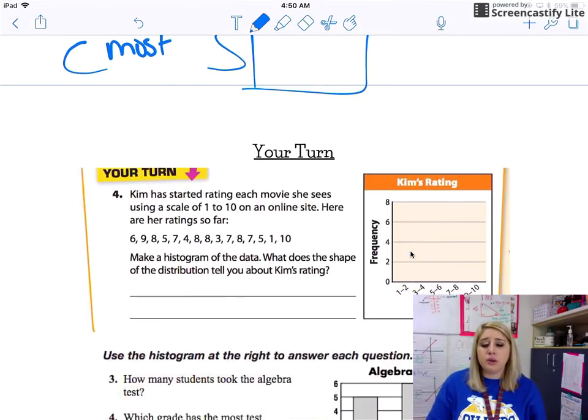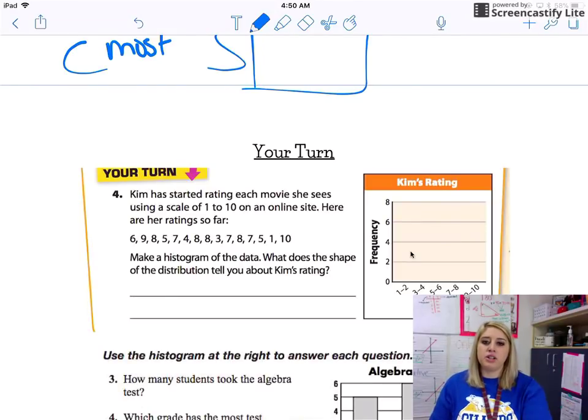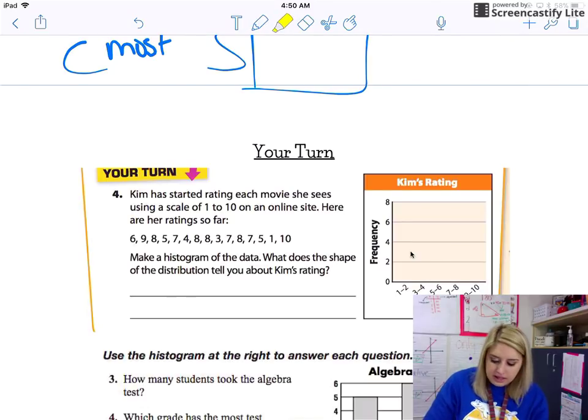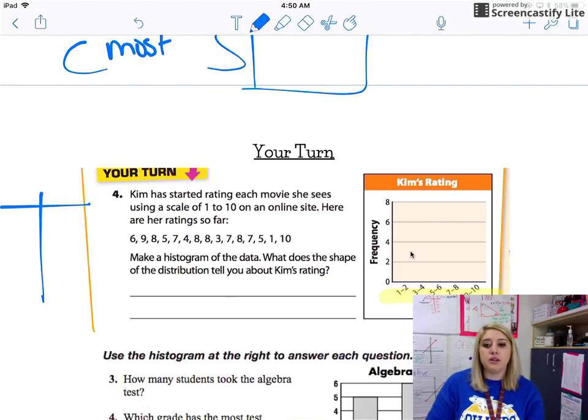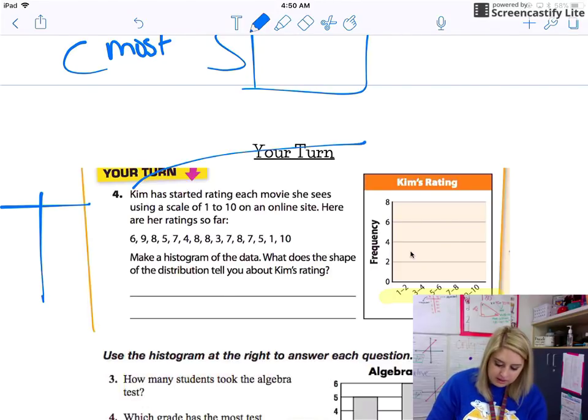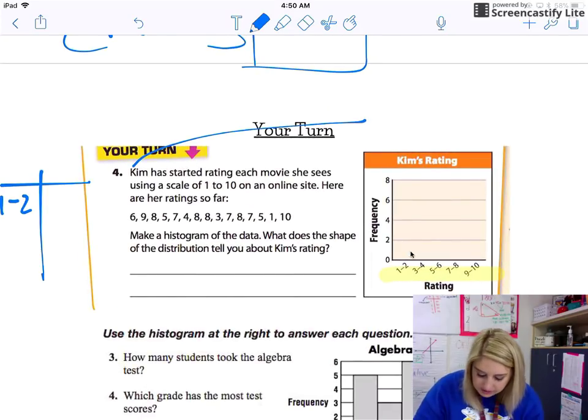All right, it is your turn. Here is the picture of Kim's graph, and here is the information. If you notice, they give you your intervals. Over on the side, let's make a chart. I would like you to go ahead and put your intervals in here. The first one's going to be 1 to 2. The second interval they gave you was 3 to 4.